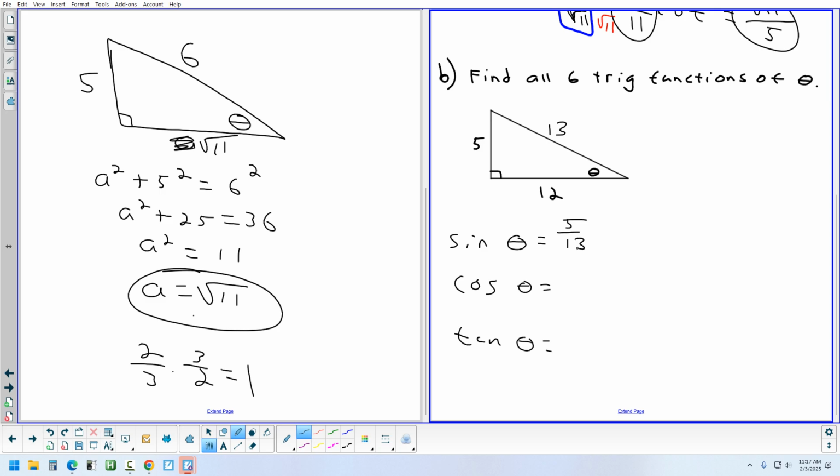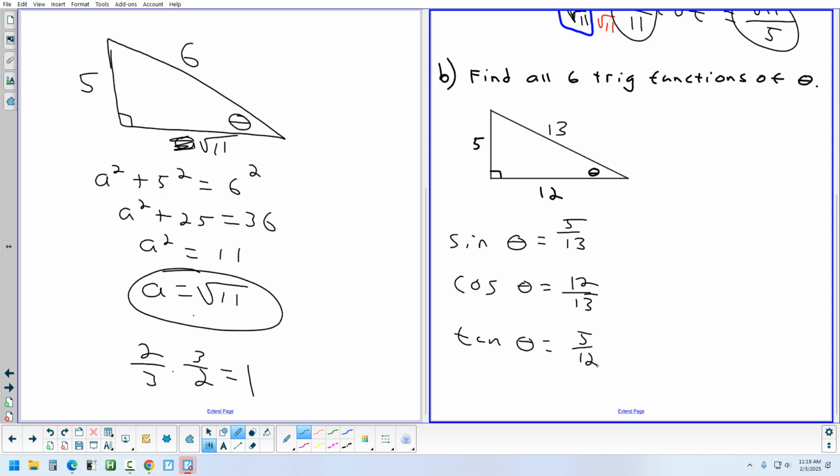12 over 13. And my tangent? Opposite over adjacent, which is 5 over 12. The name of the trig function that's the reciprocal of sine.